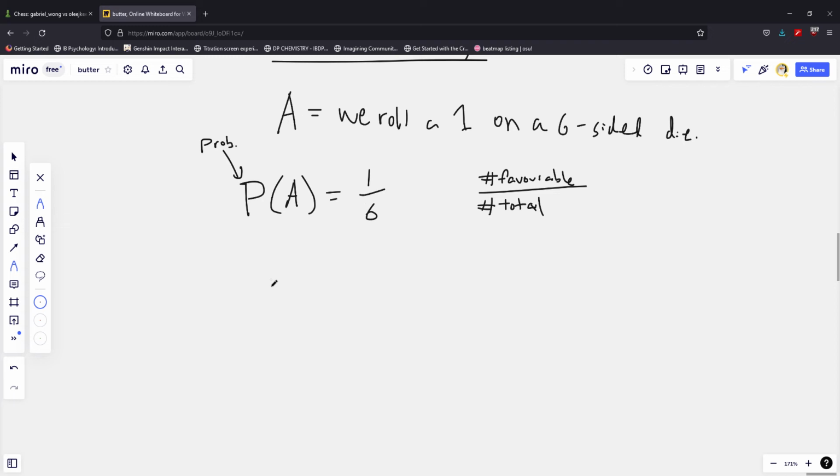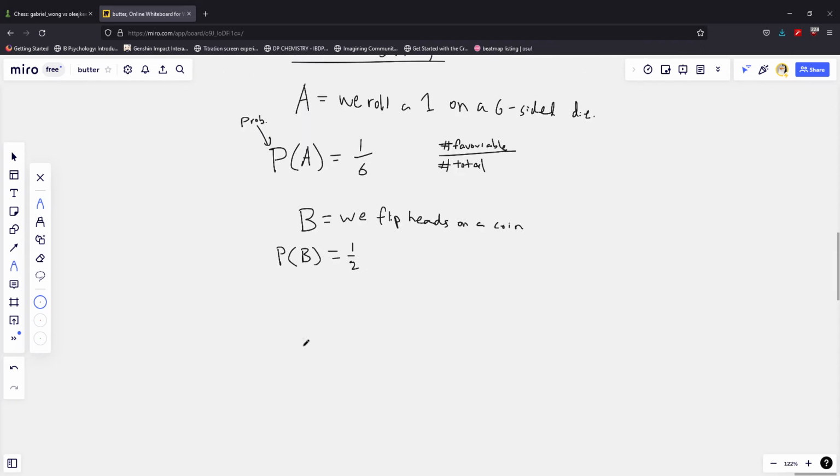Let's move on to unions and intersections. Often in probability we deal with not just one, but more than one event. So let's introduce a second event, and we'll call this one B, because that's next. B is going to be: we flip a head on a coin. And right away, we all know that the probability is going to be 1/2.